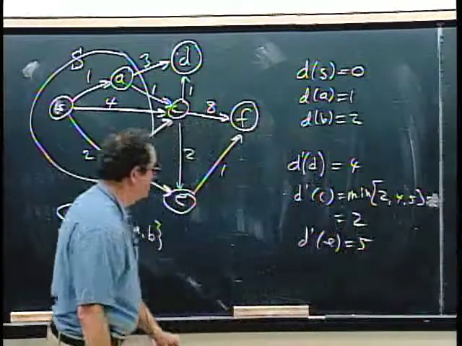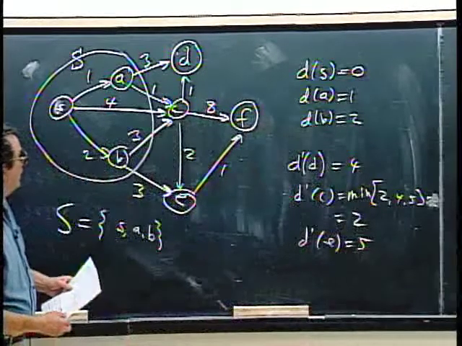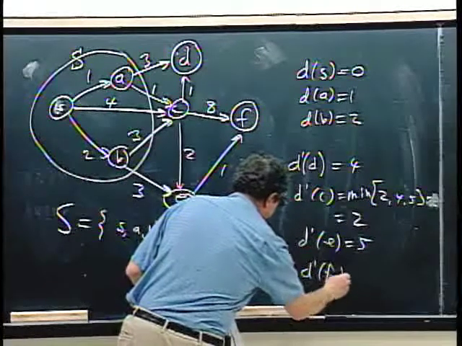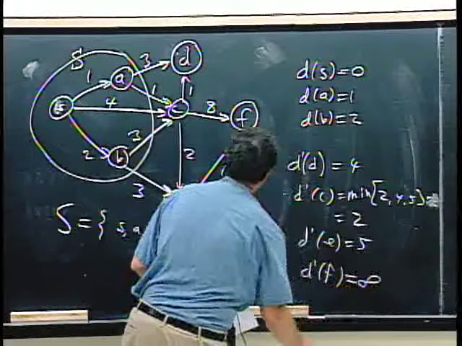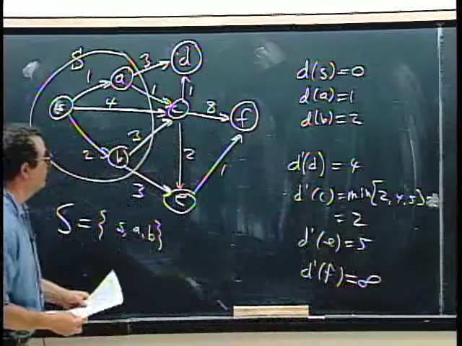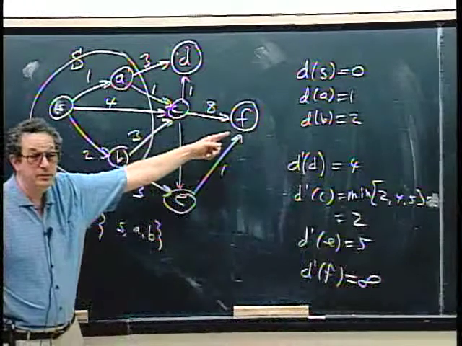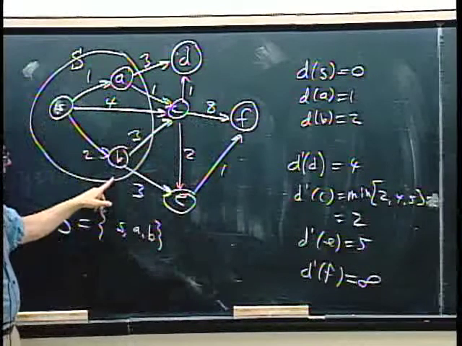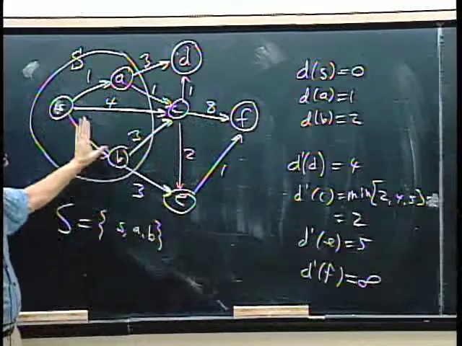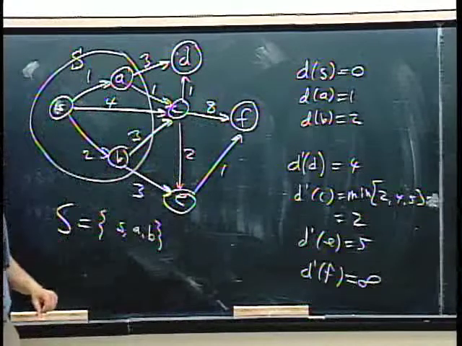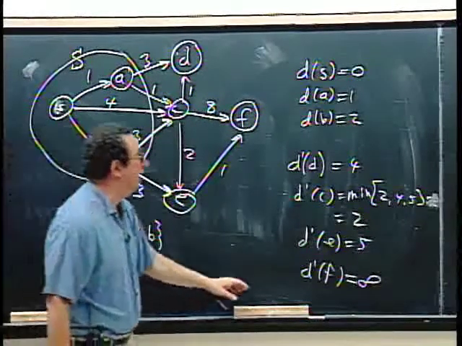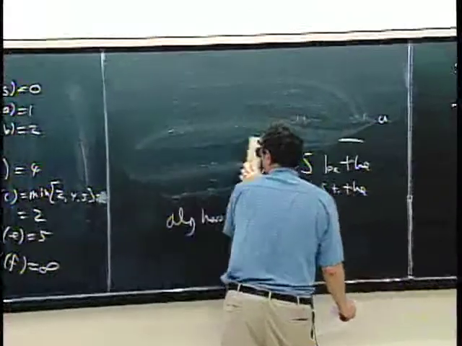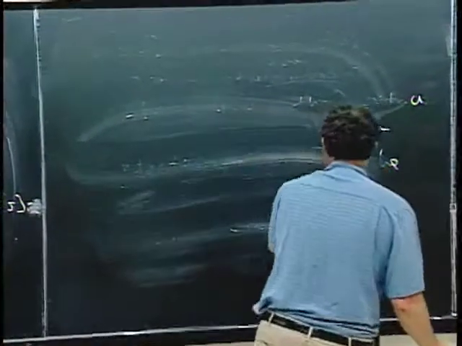5. All right, and d prime of F, just to be formally correct, is infinity. Because there is no way of getting to F through a path that just uses the nodes inside capital S and then one additional edge. At the moment, d prime of F is equal to infinity. All right. So working the algorithm, what's the next step of the algorithm?